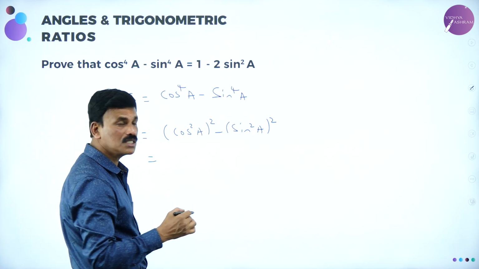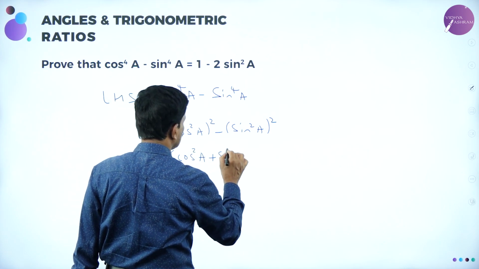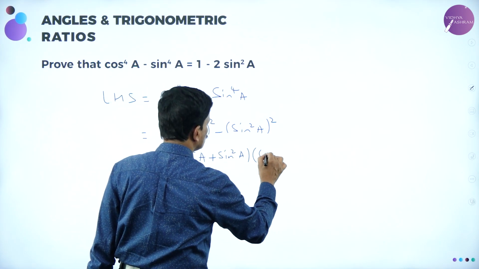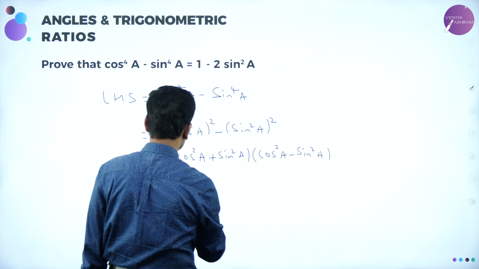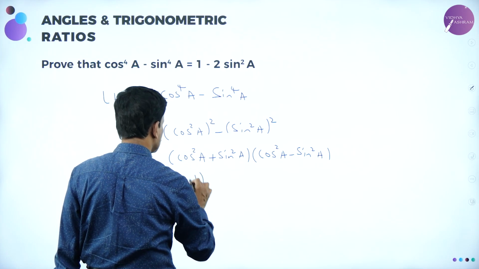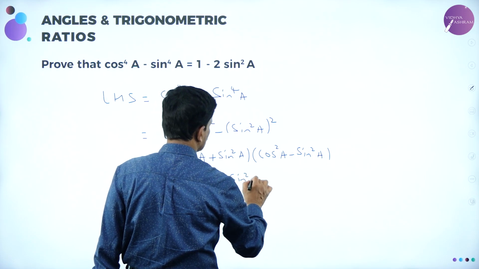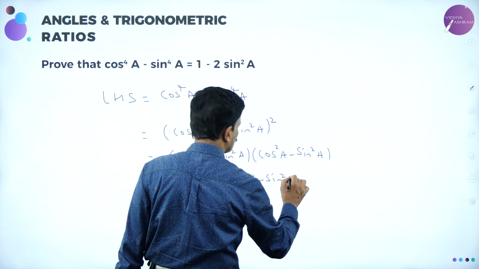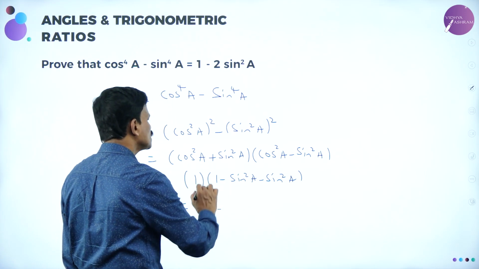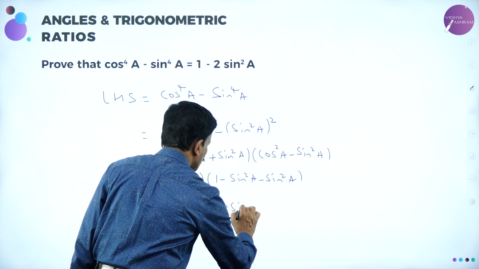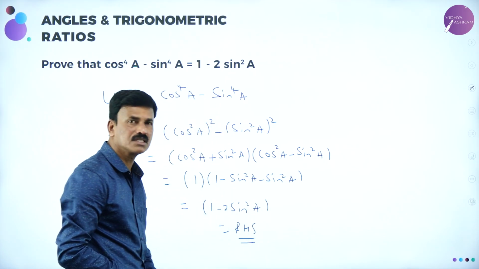A square minus B square is A plus B into A minus B. So this can be written as cos square A plus sin square A into cos square A minus sin square A. Now what is cos square theta plus sin square theta? It is 1. Into cos square can also be written as 1 minus sin square A, minus sin square A. This is 1 into 1 is 1, minus sin square is minus 2 sin square A, which is the required RHS. That's it. Very simple problem.